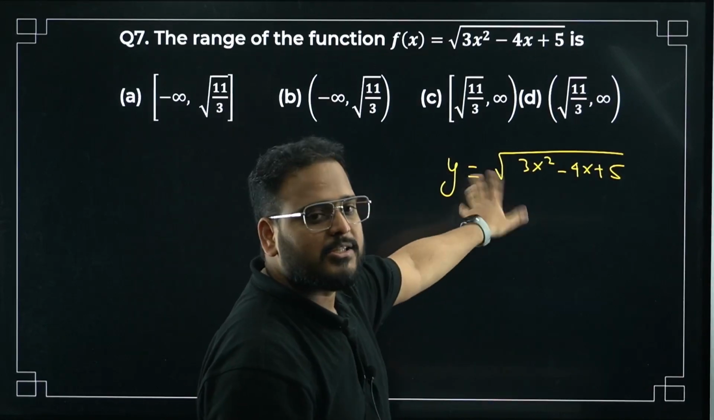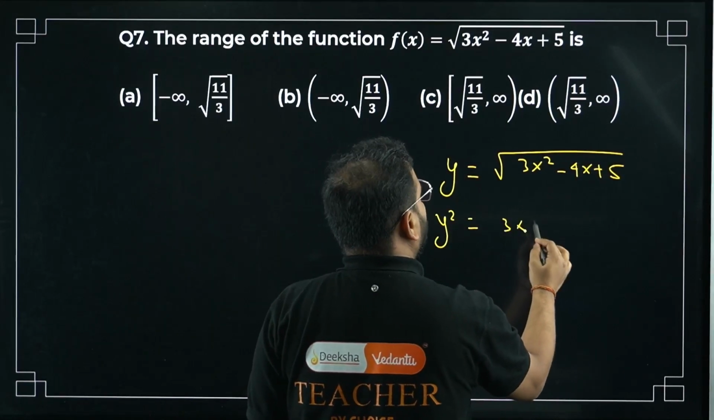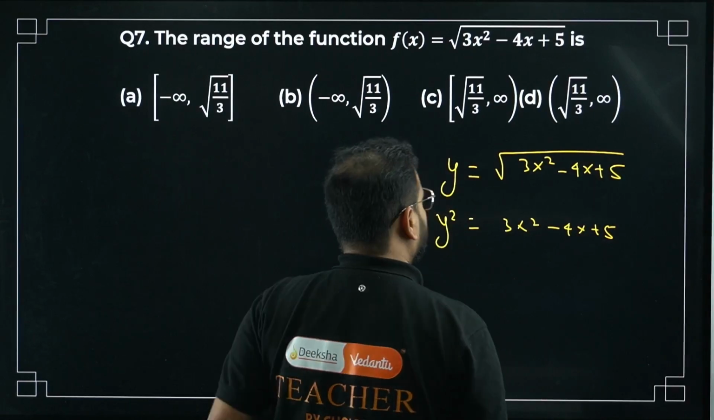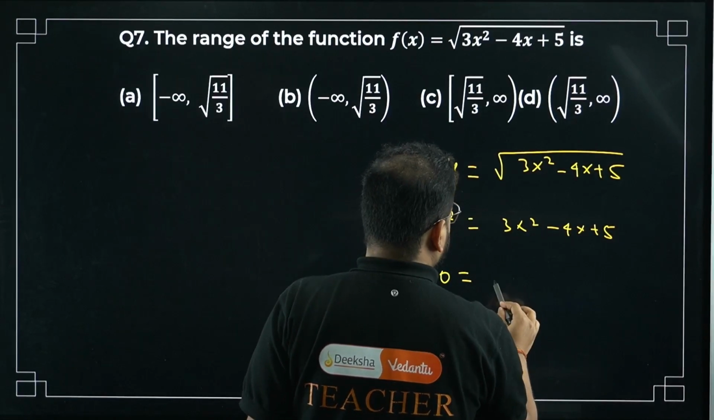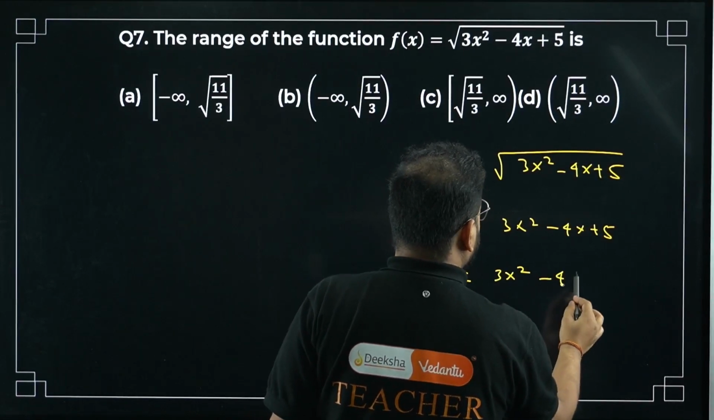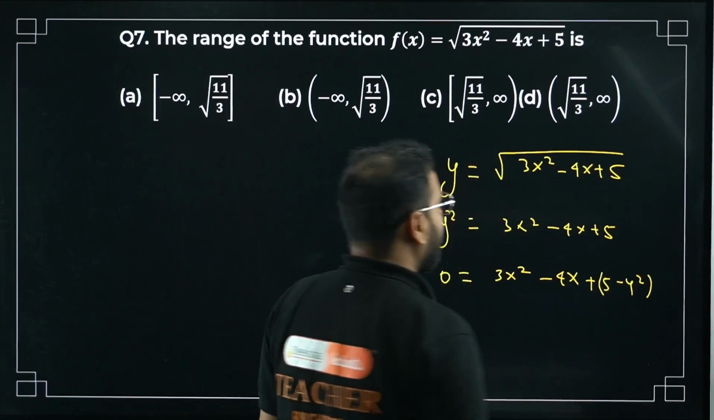Do one thing, square on both sides. 3x square minus 4x plus 5. Now form the quadratic in terms of x. We get here 0 equals to, check this out, I get here 3x square minus 4x plus 5 minus y square.